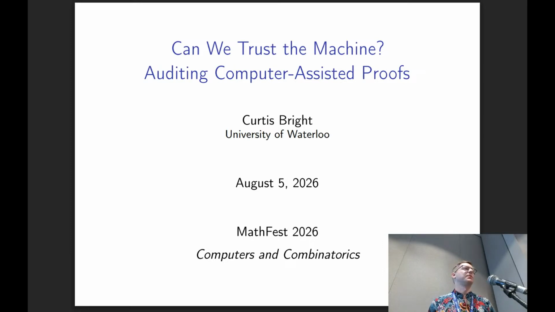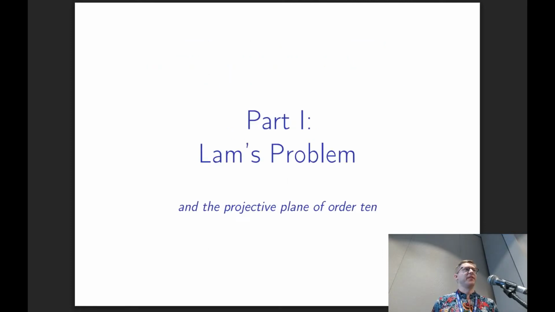So yes, I'm Curtis. I'm a professor at the University of Waterloo. And today I want to talk to you about one of my all-time favorite results in mathematics. This is the projective plane of order 10. And it's a computer-assisted proof, so I'll also be talking about work that I did in auditing that proof. How can we actually have confidence in what a computer tells us? So this problem has become known as Lam's problem.